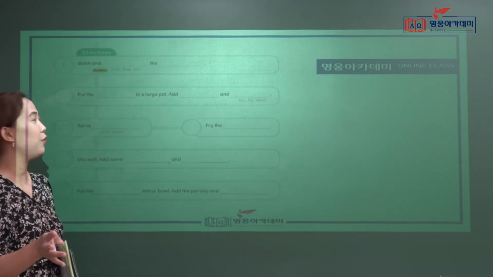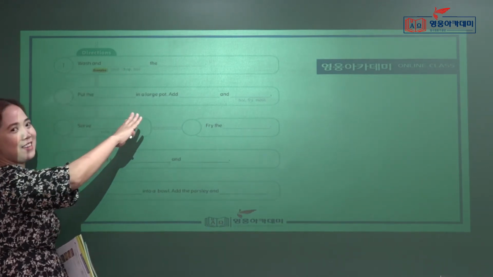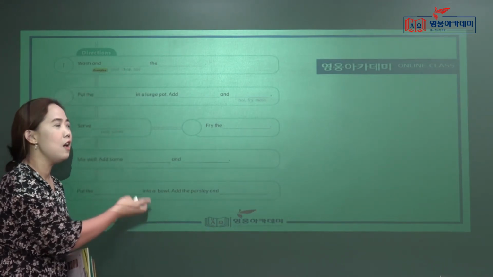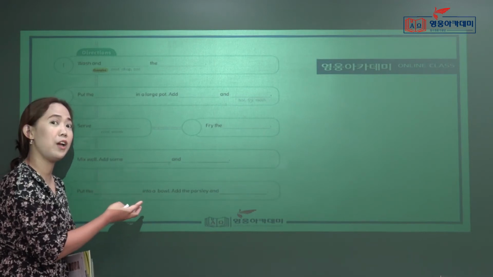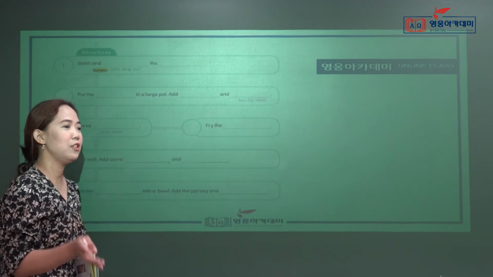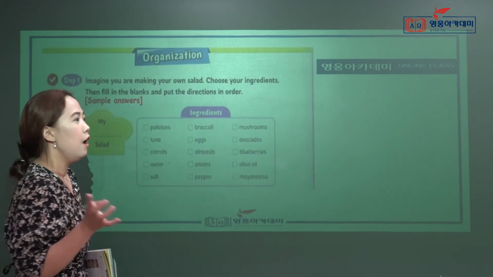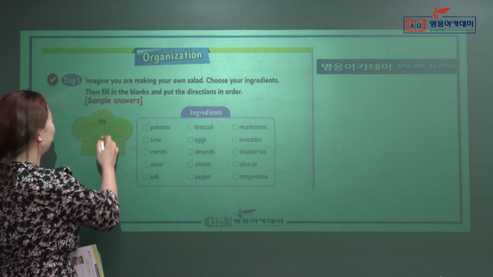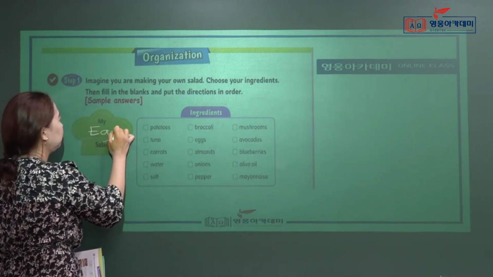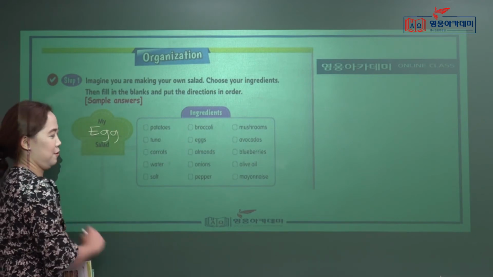So after you do that, of course, you have to fill in the blanks here. This is like your outline. Sometimes this is the most difficult part for you guys, I know that. But first, you have to decide on what you really want to write. So let me give you an example. I'm gonna make egg salad, okay. So right here, my egg salad, okay.